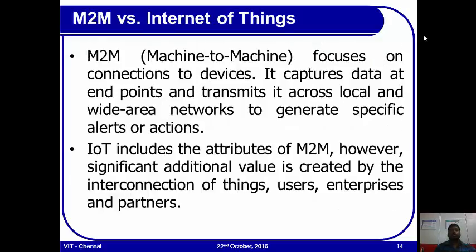M2M versus Internet of Things. M2M focuses on connections to devices. It captures data at the endpoints and transmits it across local and wide area networks to generate specific alerts and actions. IoT includes attributes of machine-to-machine communication. However, significant additional value is created by interconnection of things, users, enterprises, and partners.